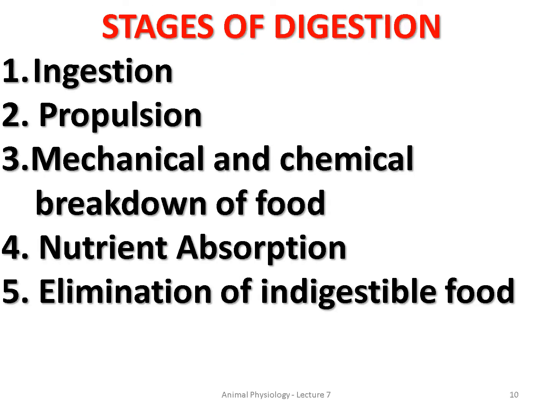Okay, so now you know what is digestion and what are the major parts of digestion and what are the two types of digestion. Now let us pass on to the stages of digestion. Okay, there are mainly 5 stages of digestion, that is ingestion, propulsion, mechanical and chemical breakdown of food, nutrient absorption, and elimination of indigestible food.